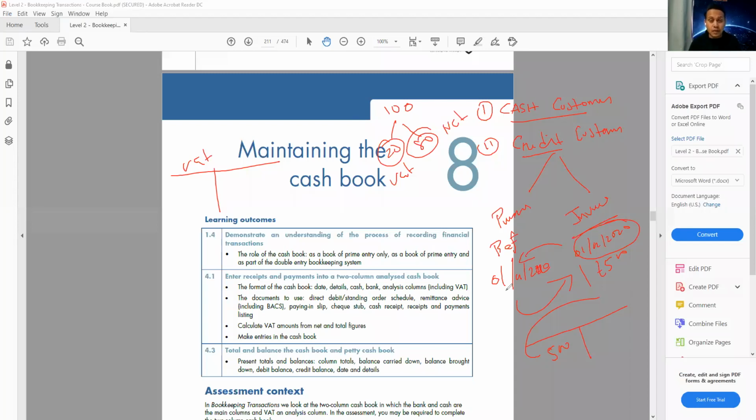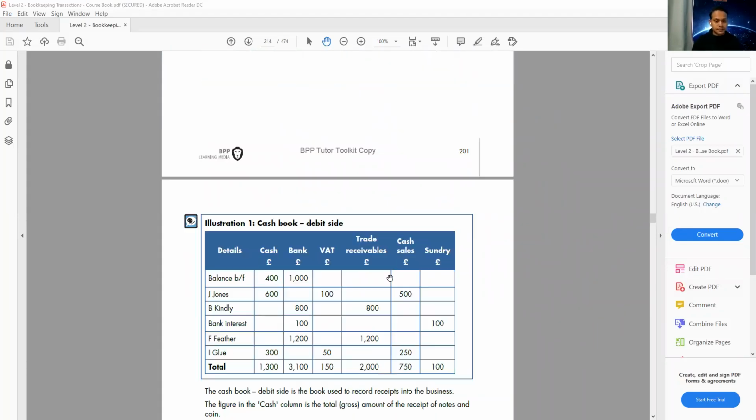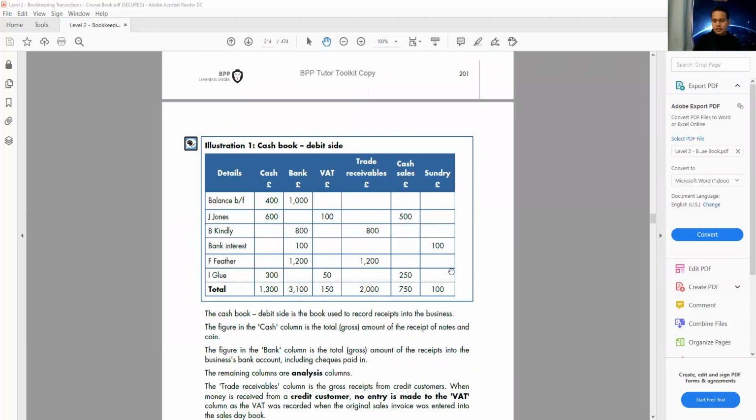Let's move on, have a look at the example, and we see how we actually record it when you receive or when you pay. So let's move on to the example and have a look. Okay, so we have a first example, illustration number 1.